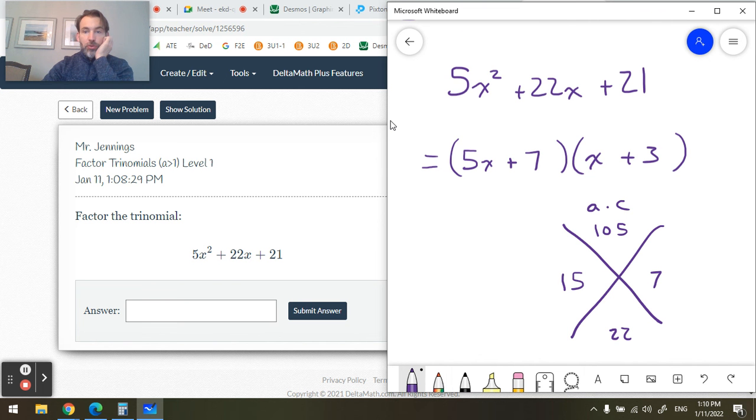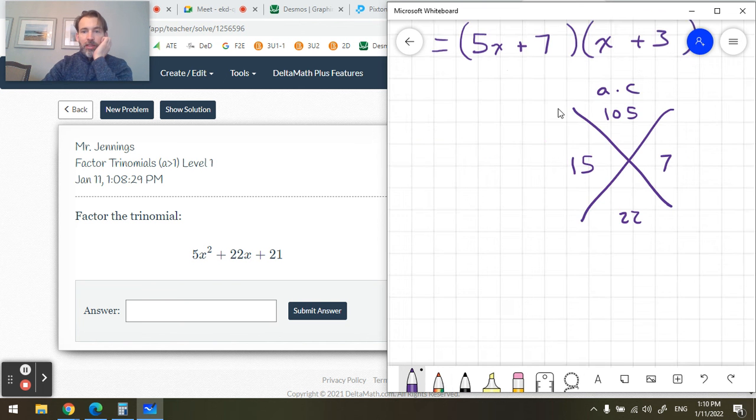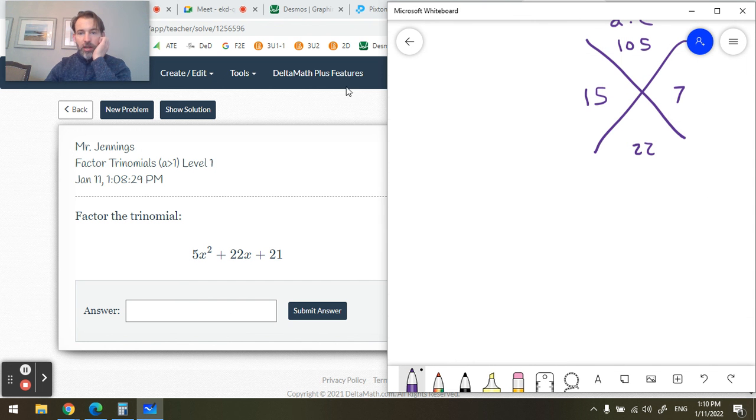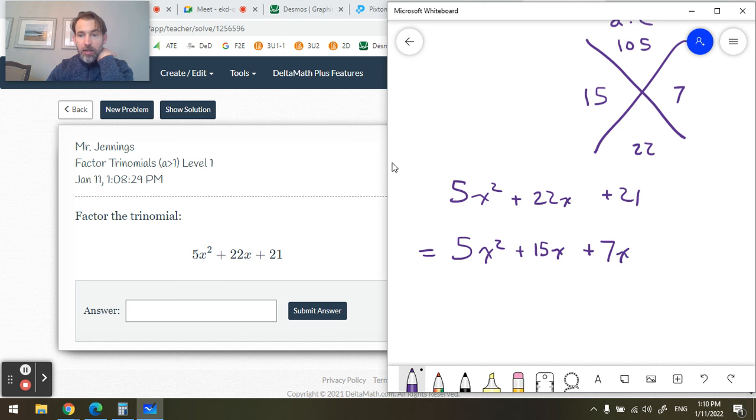All right, so when you're using the X game like this, you're going to have the question, right? So you're going to have 5x squared plus 22x plus 21. Then you're going to take this one and divide it into 15 and 7, and group them with the ones that share factors. 21 has a factor 7. 15 has a factor 5. So group those together. This is equal to 5x squared plus 15x plus 7x plus 21. Notice I put the like factors together. Now factor this by common factoring.